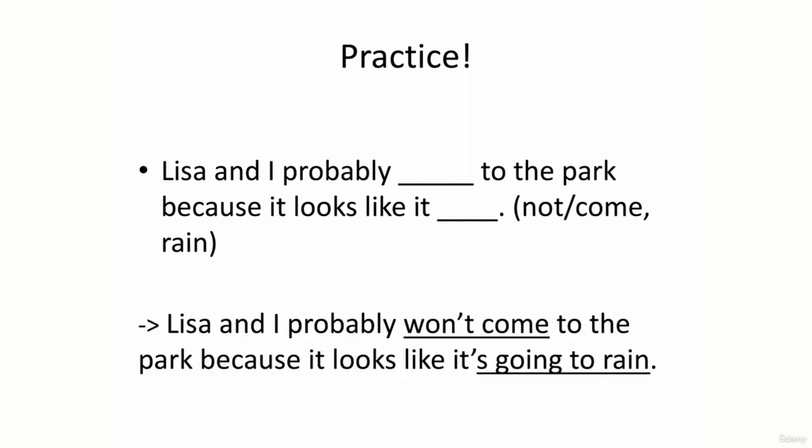Lisa and I probably won't come to the park because it looks like it's going to rain. Won't come is the simple future with will because we are referring to plans. Whereas it's going to rain, we use the construction going to because it is a belief about the future based on what we can see.